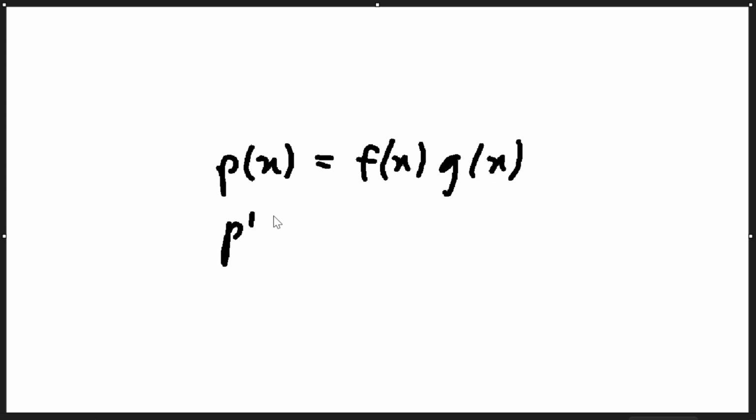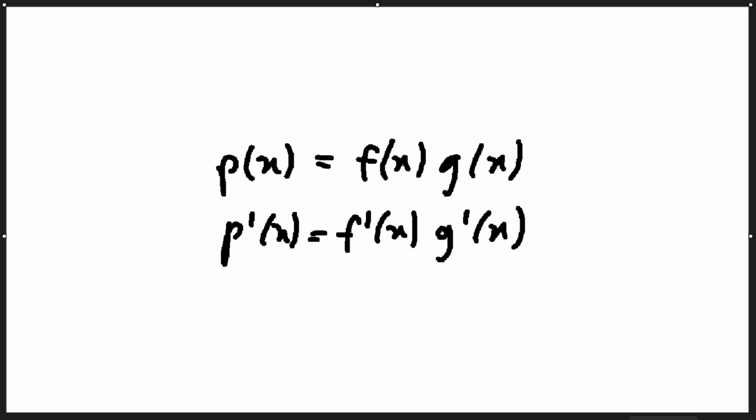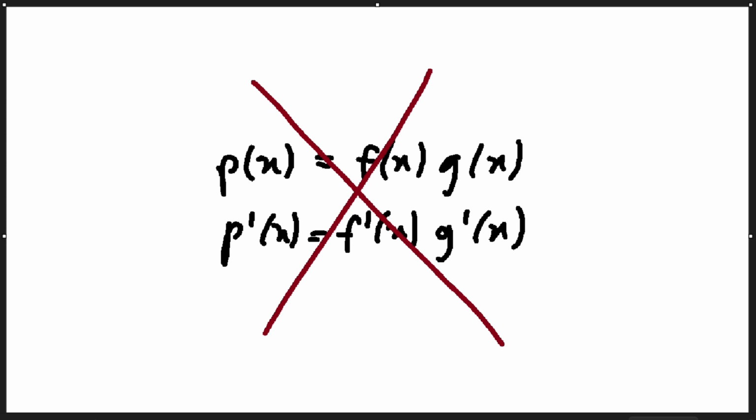Hi everyone, today we're going to be learning about the product rule, which is used in derivatives. So let's say we have a function p(x), which equals f(x) times g(x). So you might assume that p'(x) would be f'(x) times g'(x). However, this assumption is wrong, and I can prove to you why.